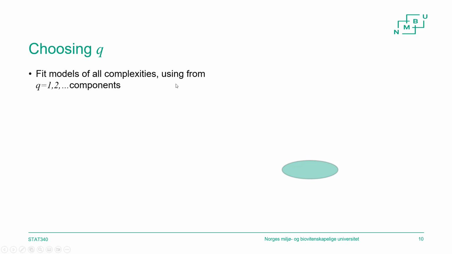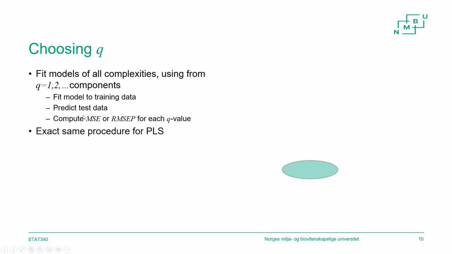So fit the models of all complexity, from Q equals 1, 2, 3 and up, as large as you like. And then you do this cross-validation for each one of them. Fit the model to training data, predict test data, compute this MSE for each Q value. And the exact same procedure you do for PLS as you do for PCR. There is no difference here. It's a different fitting machinery, but the cross-validation procedure is the same. And the Q value giving the smallest RMSEP or MSE, or whatever you like to call it, is then the optimal one.